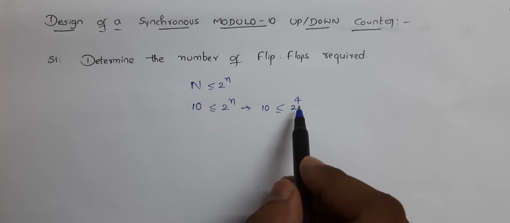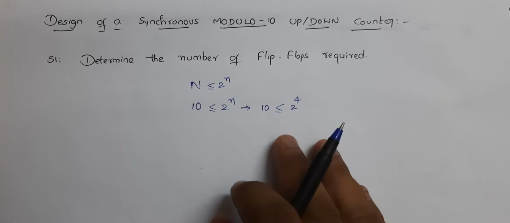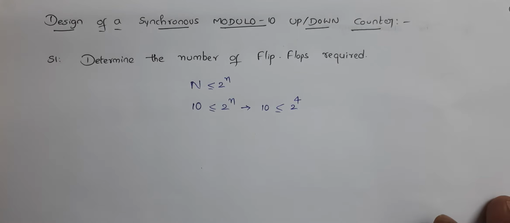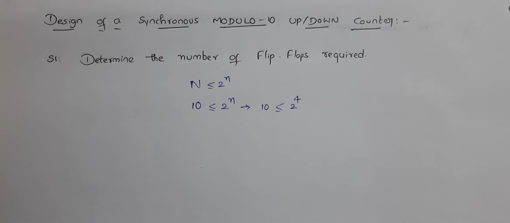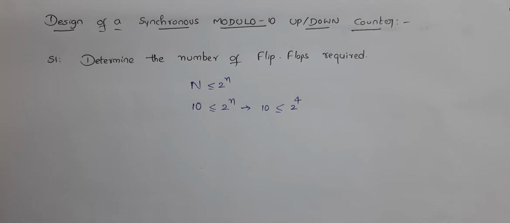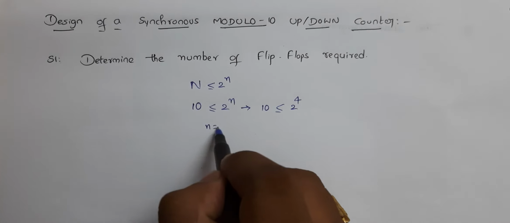If we take n equal to 5 or n equal to 6, this condition is also satisfied, even though we are not considering those values. Why? Because we should consider the minimum value of n only. By comparing 4, 5, 6 and so on, the minimum value is 4. That's why the number of flip-flops is 4. That means small n is equal to 4 only.